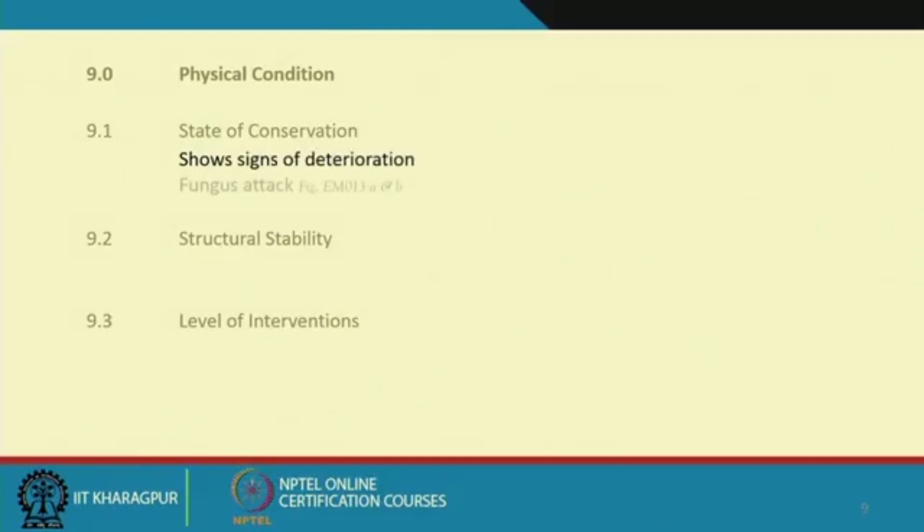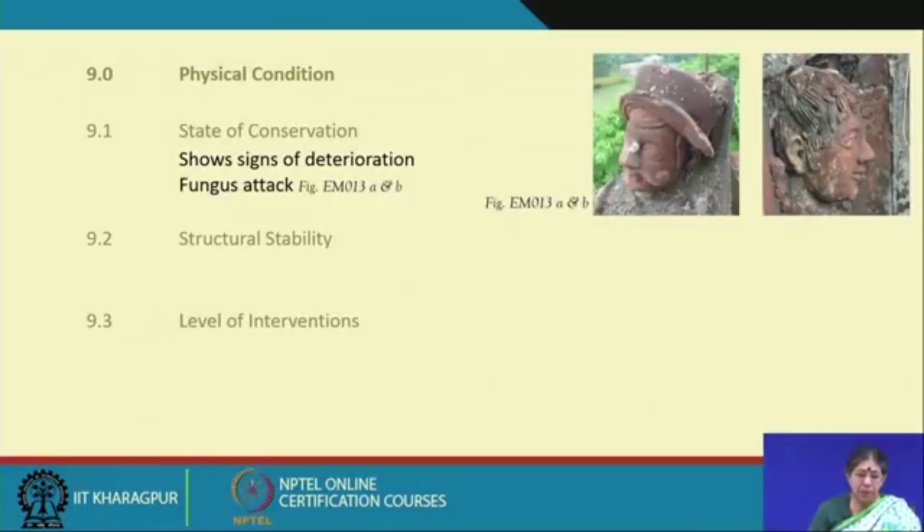In this particular case, for the state of conservation, we remarked that it shows signs of deterioration and fungus attack. We have seen this example earlier also, the different types of fungus attacks, and they are very clear. One has to look further at what the condition is, why it is happening, and what the preventive or remedial measures can be. As for structural stability, it is quite stable; there is no major crack. Only some weathering, vandalism and neglect have happened. From the preliminary investigation, there is no sign of collapse.